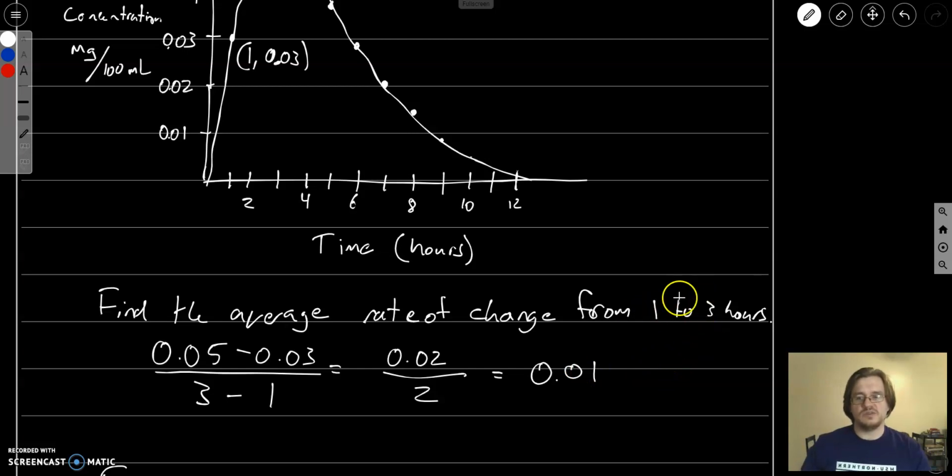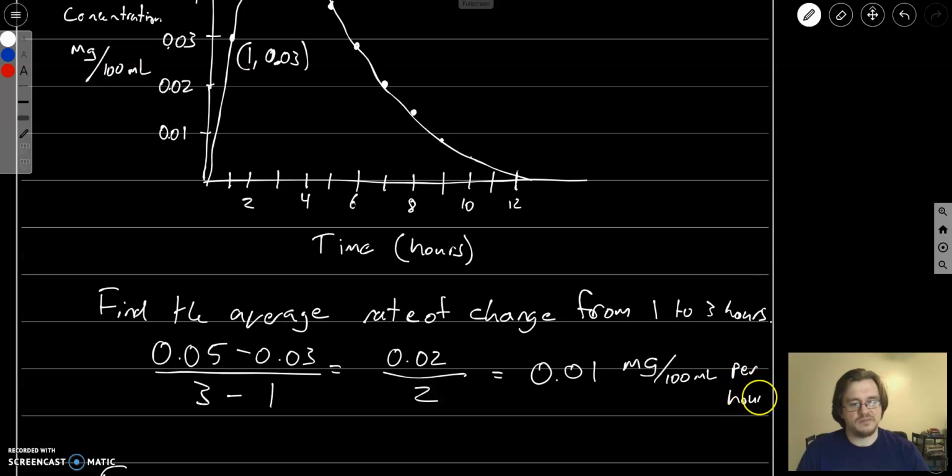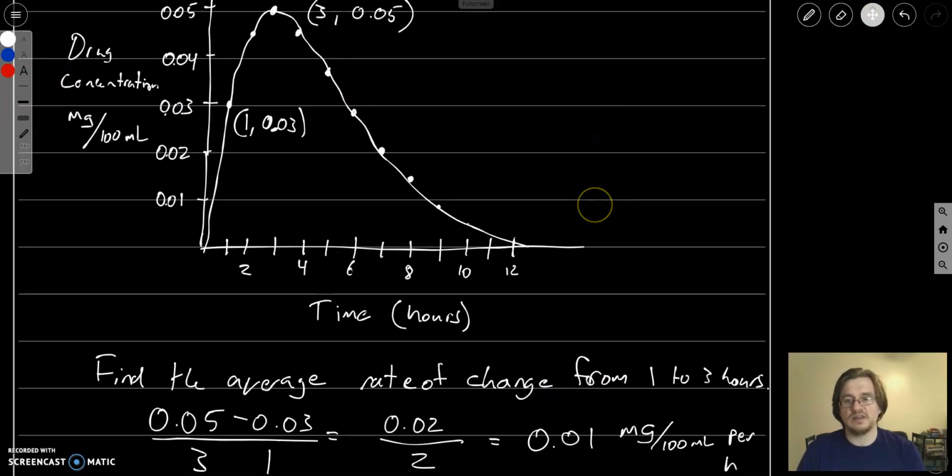And we should also include some units in here. So what changed? The concentration, so milligrams per 100 milliliters. It went up, because this is a positive number, it went up by 0.01 milligrams per 100 milliliters per hour. It took 2 hours to climb 0.02 milligrams per 100 milliliters. So on average, it was 0.01 milligram per 100 milliliters.